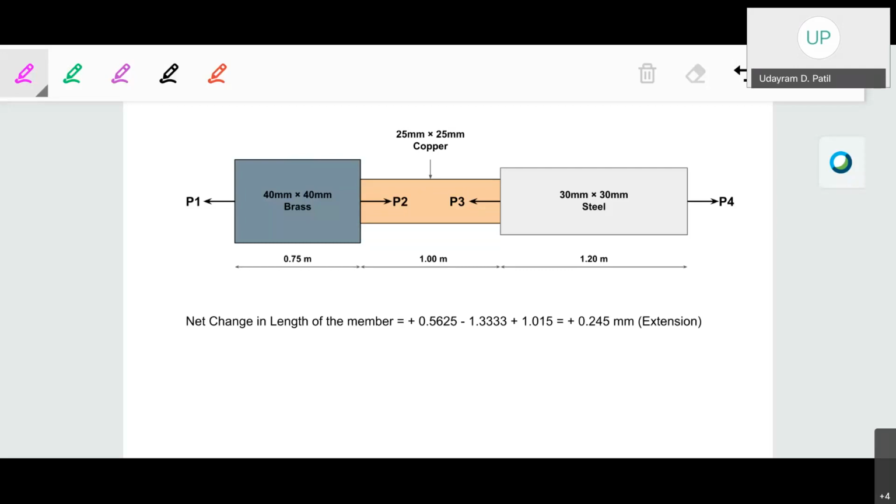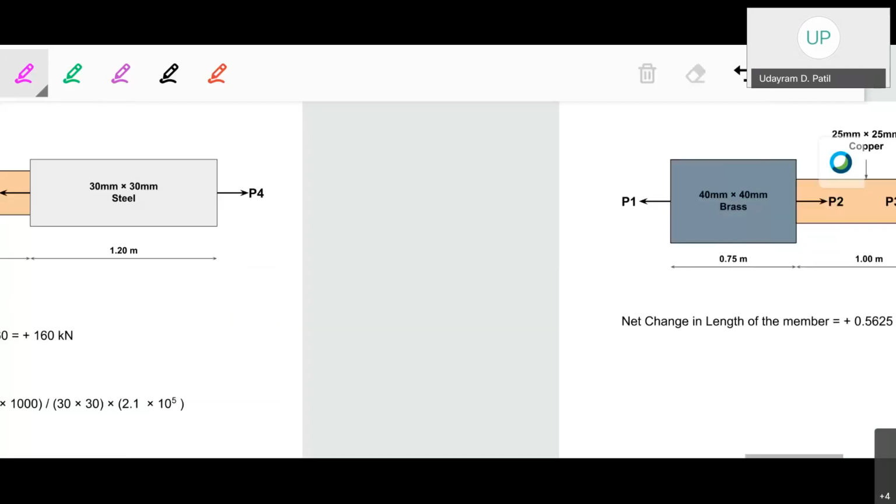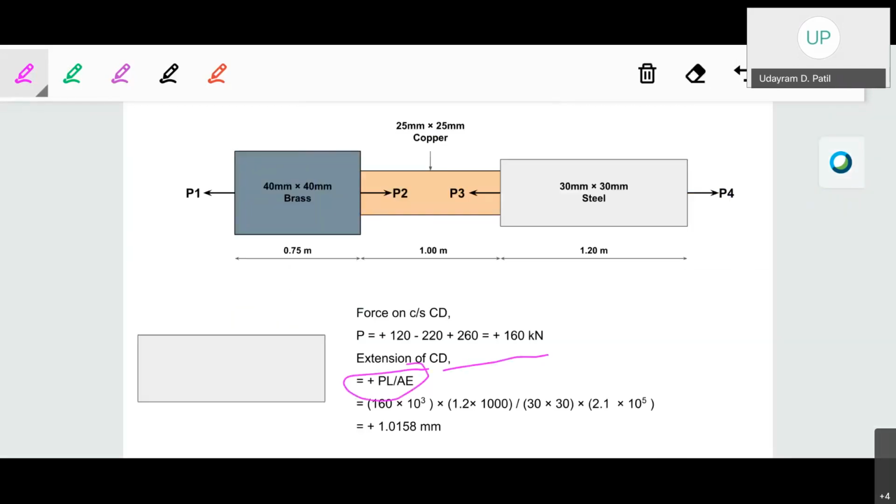The one thing is to convert all of the values. While using your formula, PL upon AE, putting all the values in that formula should be of the same unit. Same nature of the unit. If the force is taken in Newton, then all of the forces should be taken in Newton. If it is meter, then take it in meter only.